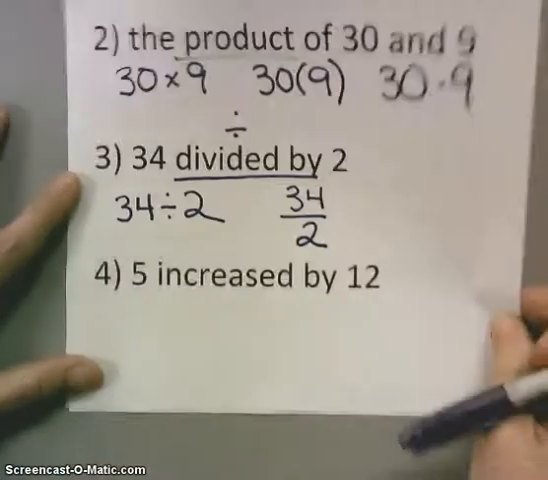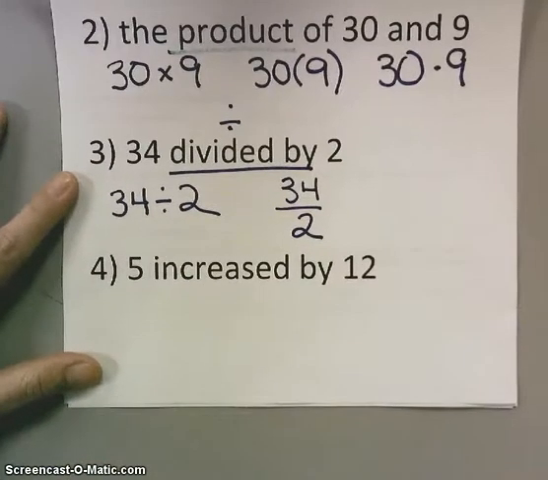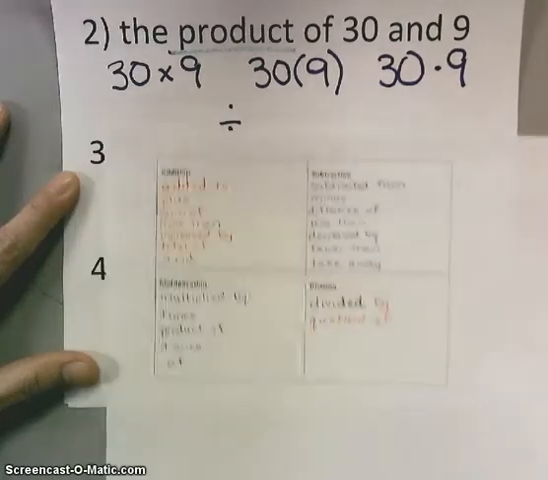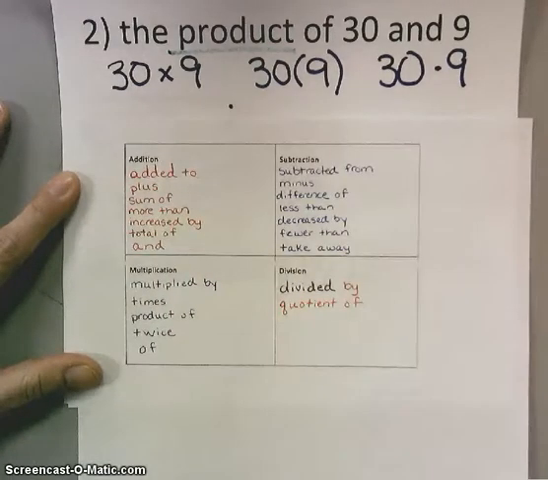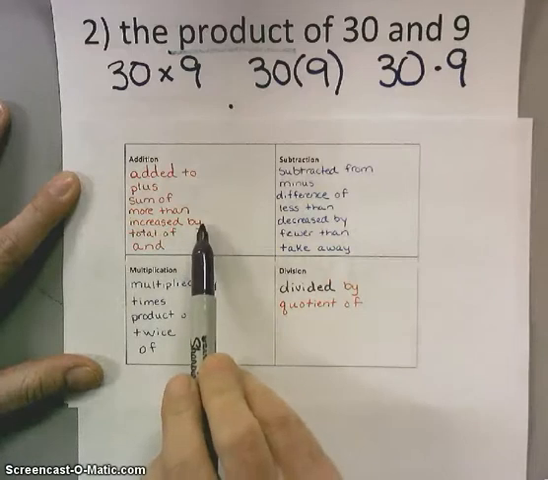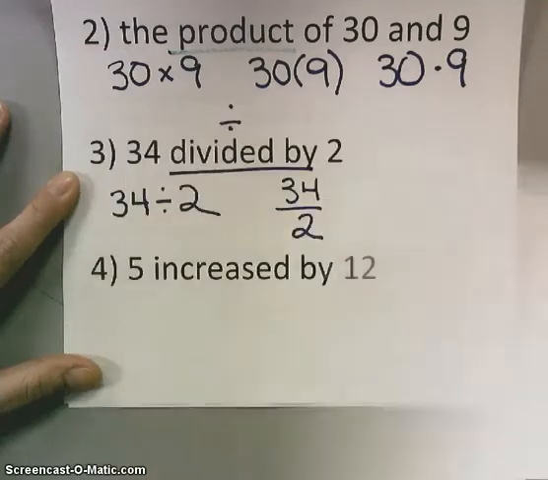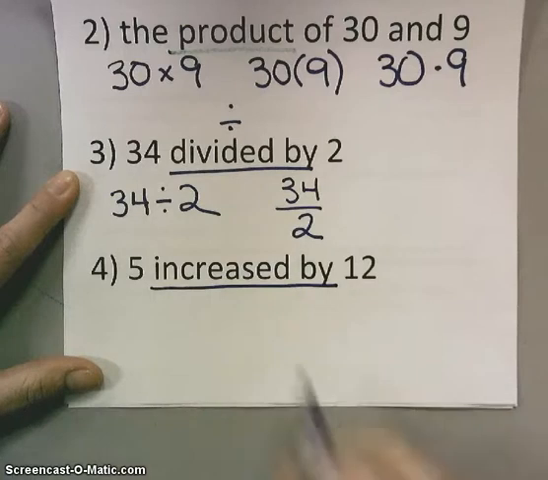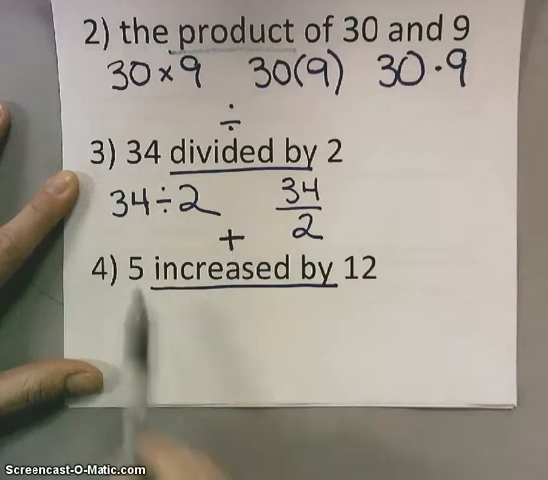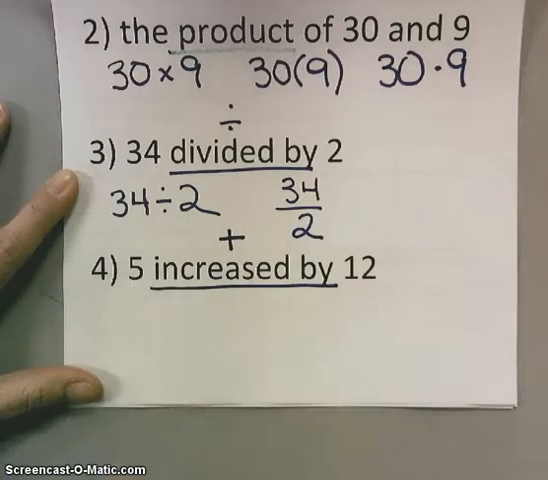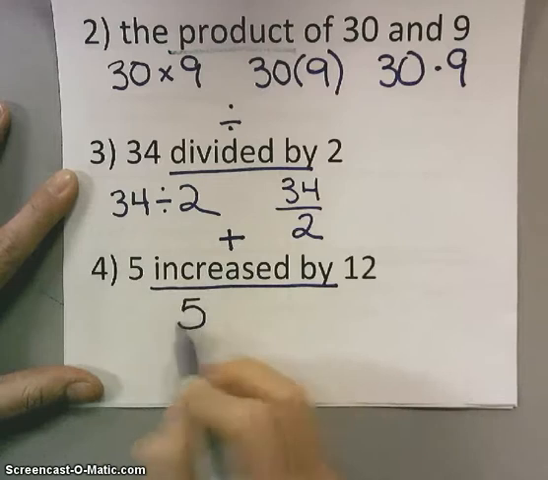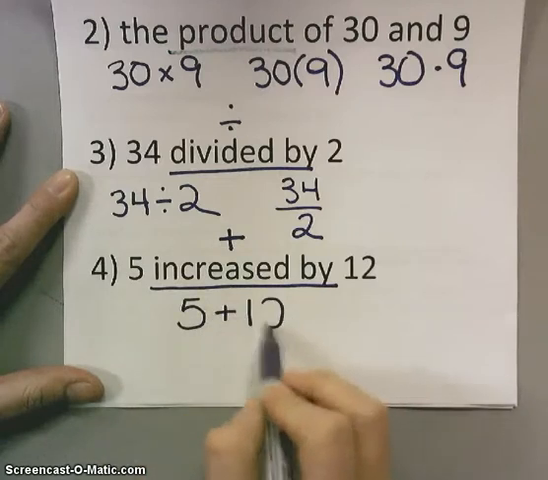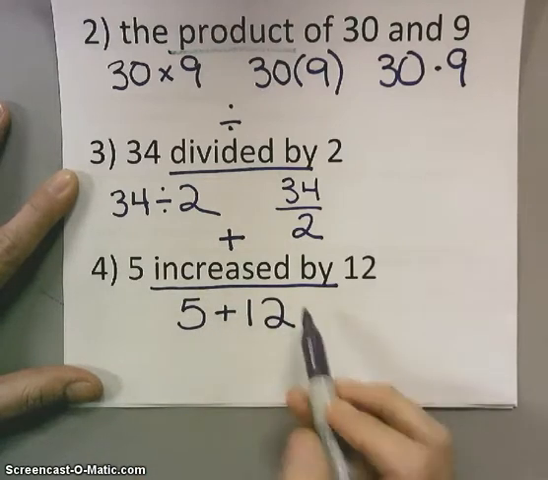And the last one we have is 5 increased by 12. Well, let's go to our chart. Say I don't know what increased by is. I'm going to go to my chart and I'm going to find increased by. And there it is. Increased by is in the addition box. So my operation is increased by, because that's what's happening. And it's 5 increased by 12. So I have to add 12 to 5 because I have to increase it by 12.